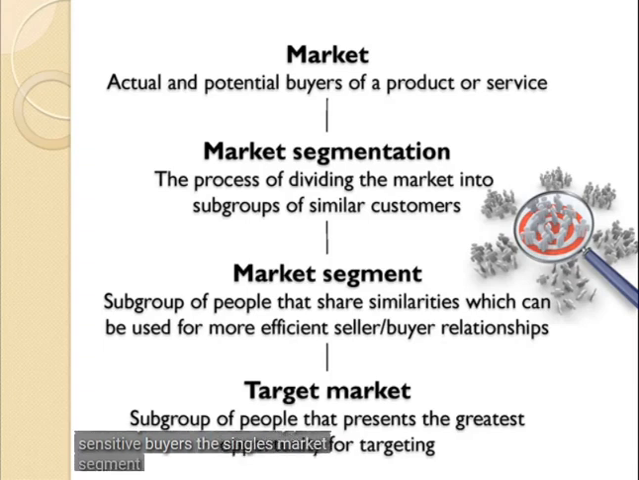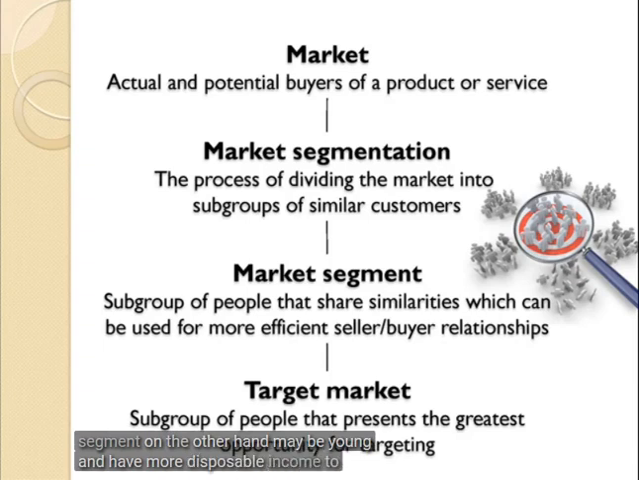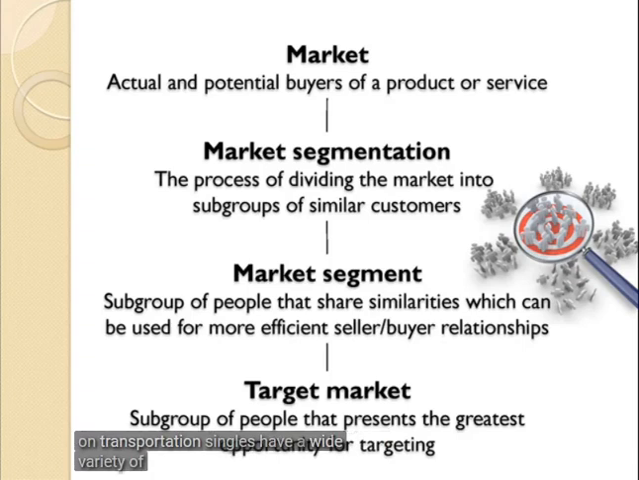The singles market segment, on the other hand, may be young and have more disposable income to spend on transportation. Singles have a wide variety of transportation needs. Style and performance are most important to the segment. Vehicle classes that may be of particular interest include sports cars and utes. If our organization only manufactures sports cars, a singles market is most likely going to be chosen as our target market, based on information from our segmentation study.